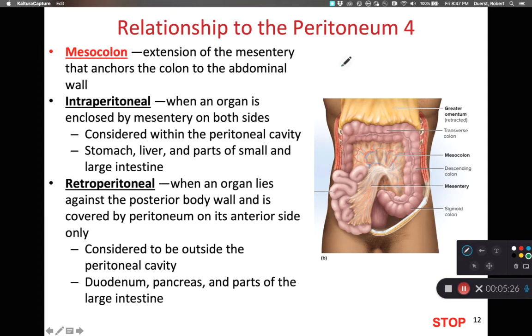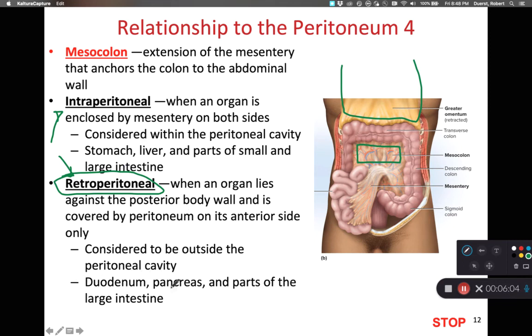So here's the greater omentum. It's been reflected upwards so that we can see what's going on underneath it. And then here we have that mesocolon underneath, anchoring the colon to the greater abdominal wall itself. And we also are going to see these terms frequently. This term, retroperitoneal, should ring a bell from when we covered the urinary system. This is an organ that lies posterior and is pressed against the posterior wall of the body. These organs are typically going to be considered outside of the peritoneal cavity.